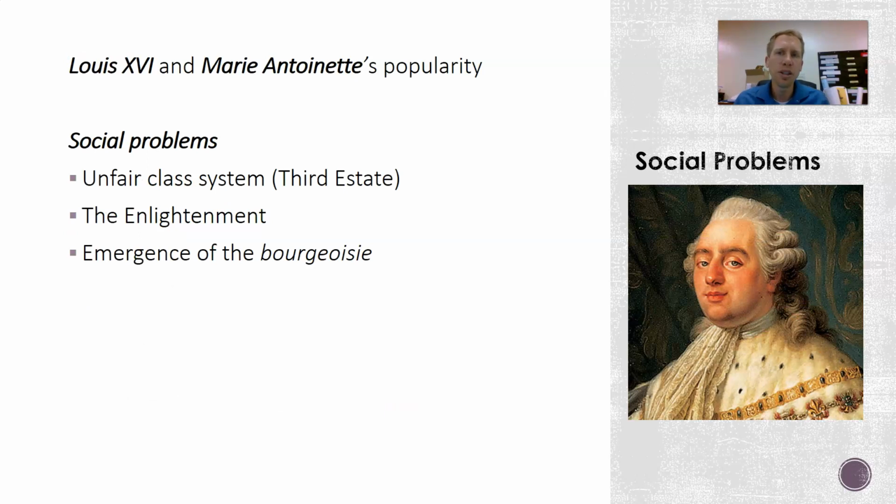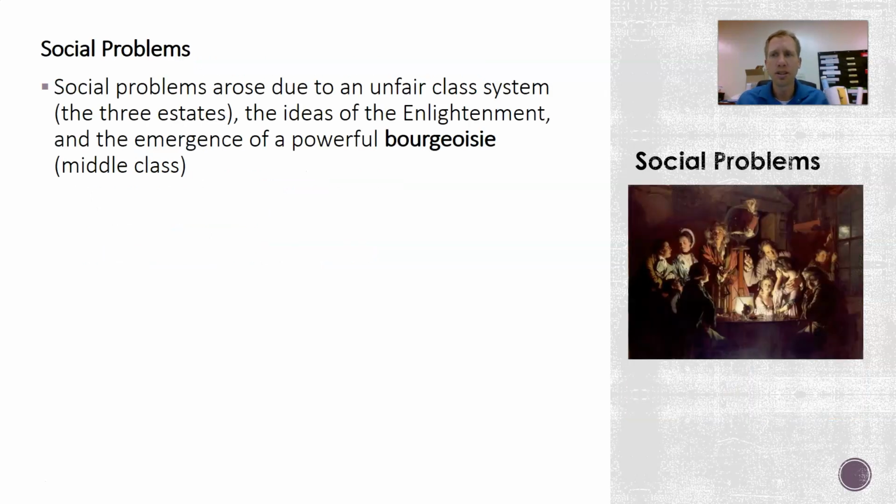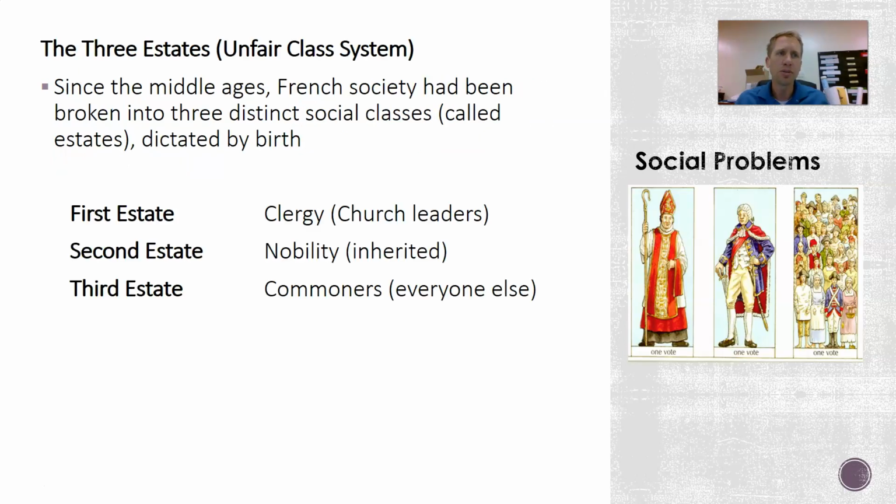So Louis and Marie Antoinette's popularity is shrinking, and they're going to have all sorts of other problems, with social problems in addition to the economic problems. The unfair class system, the Third Estate, we talk about that, the ideas of the Enlightenment and the emergence of the bourgeoisie. So social problems developed due to these things, and the middle class is going to rise up and really start this up along with the peasants.